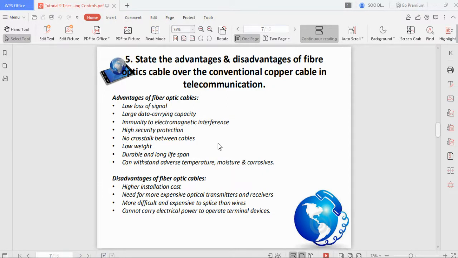So no crosstalk between cable because it's not using electricity, and low weight due to it being fiberglass, and durable and long lifespan. So this is due to it being glass. If you are to cover it properly, then it does not rust like copper. And then it can withstand adverse temperature, moisture, and corrosion. So these are the properties of glass. So how they are better as compared to copper cable.